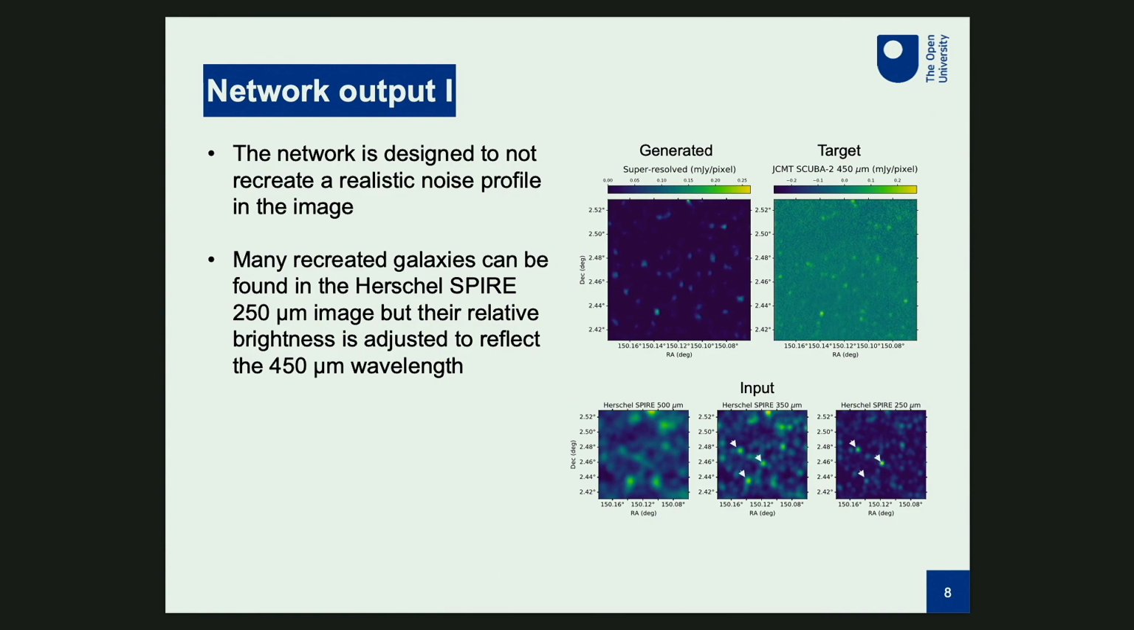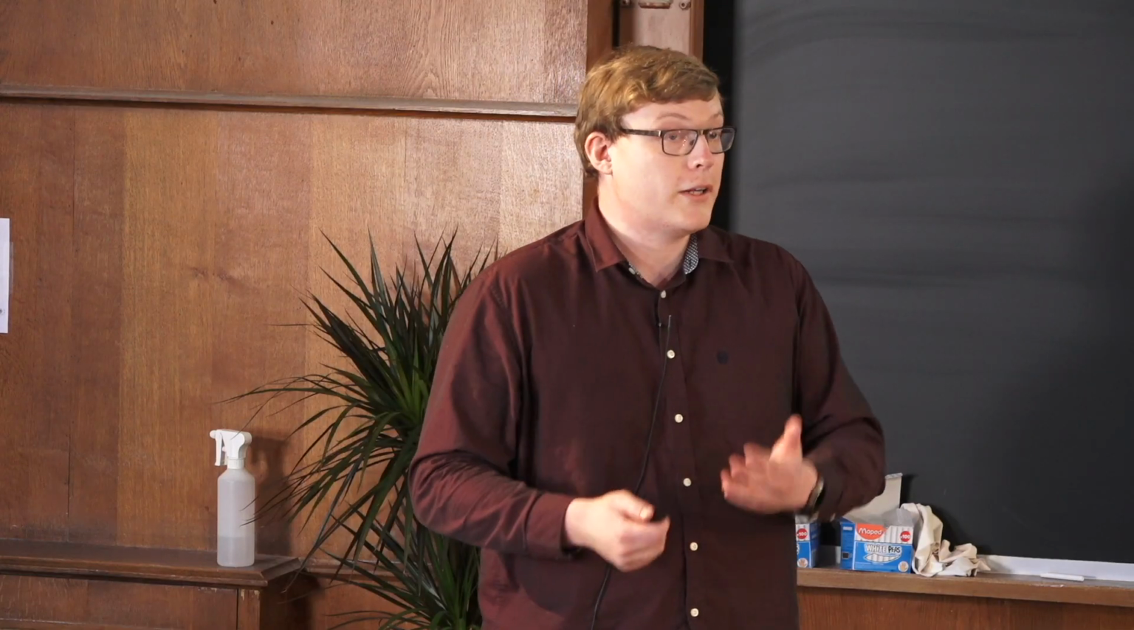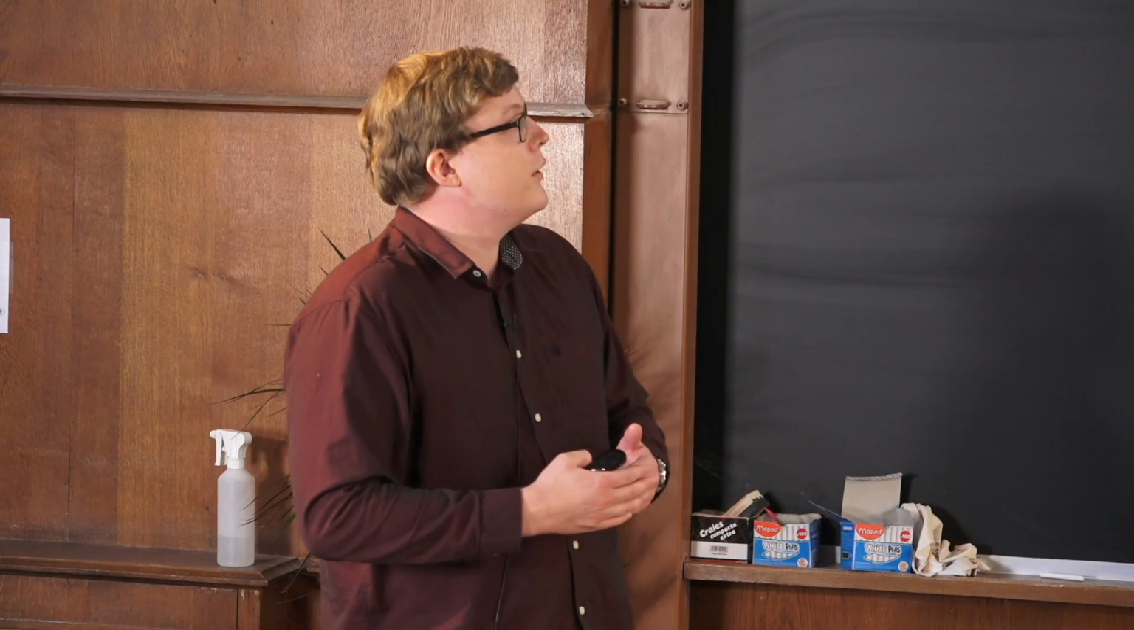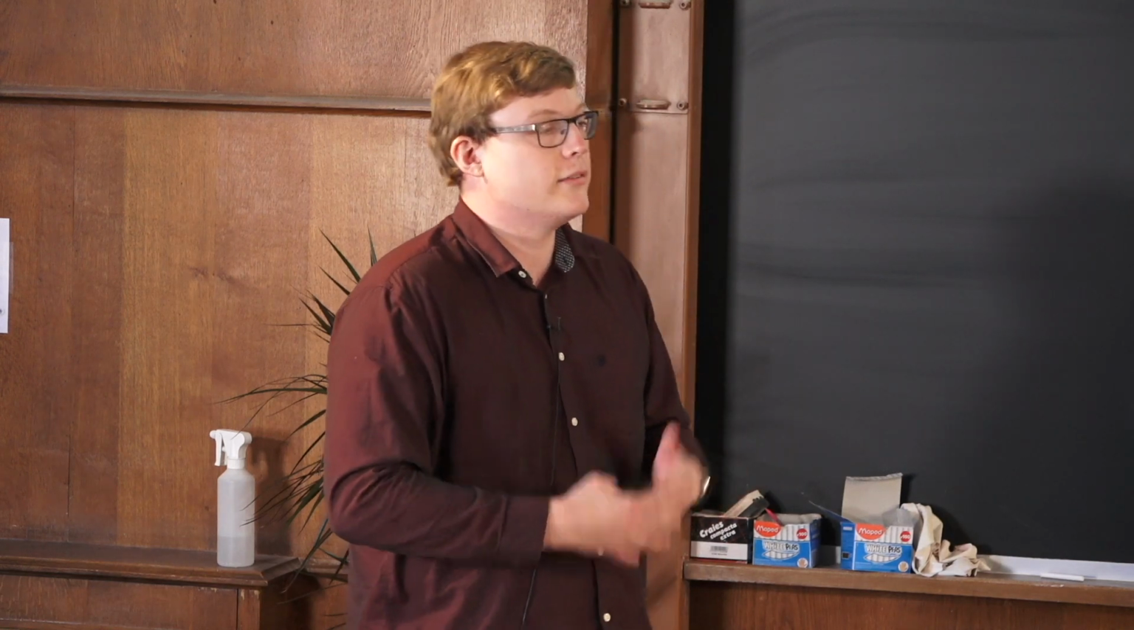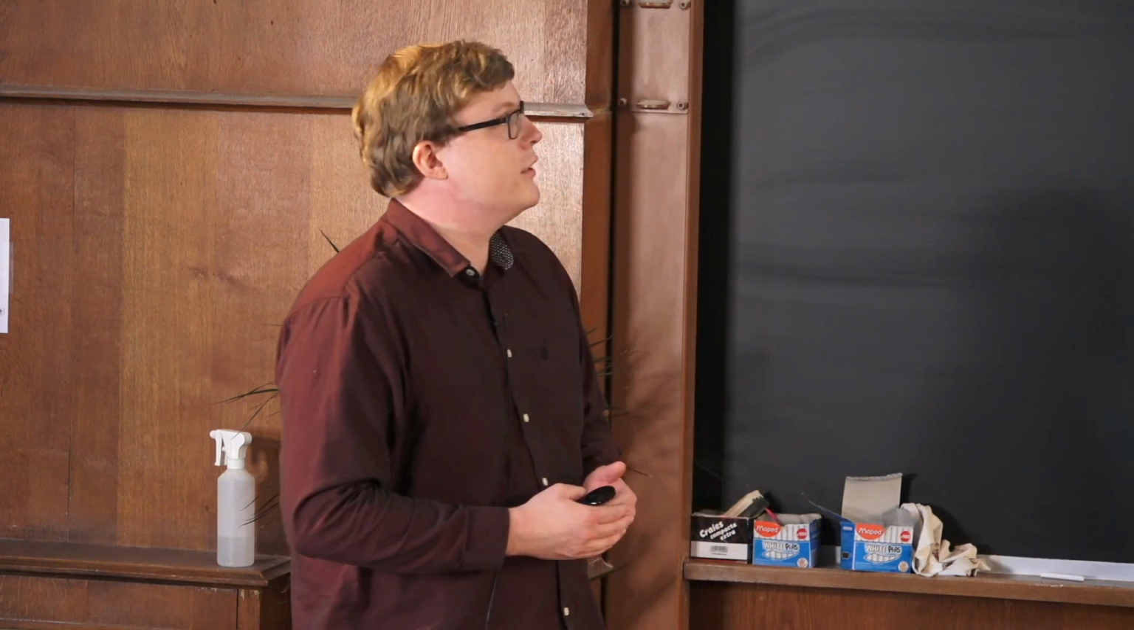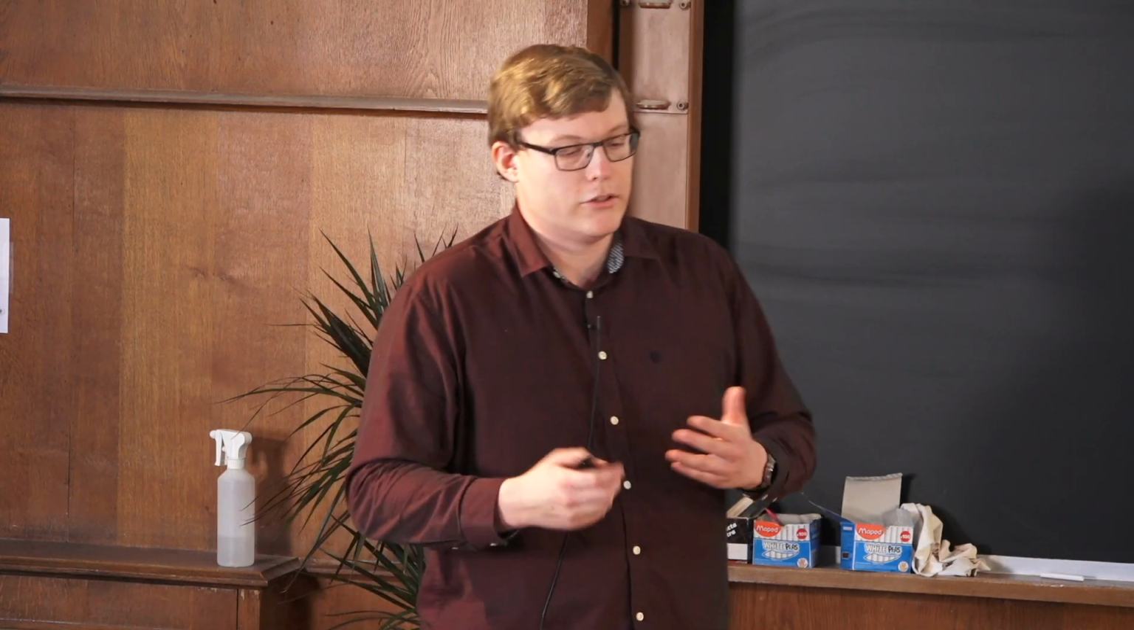But when we look a bit closer at those positions in the Herschel SPIRE 500 micrometer band, we find that the relative fluxes in our generated data match the relative fluxes in the Herschel SPIRE 500 micrometer band, which of course makes sense because that is the closest band in terms of wavelength to what we're trying to achieve. So it seems like our network takes all the information from the range of different Herschel SPIRE bands and combines it into generating the closest equivalent to the JCMT image that it can inside the loss function that we have specified for it.